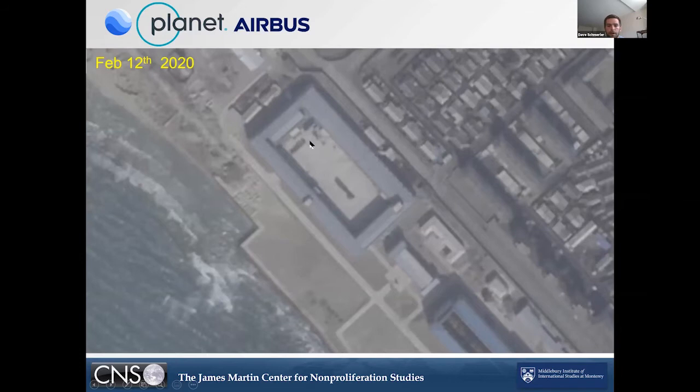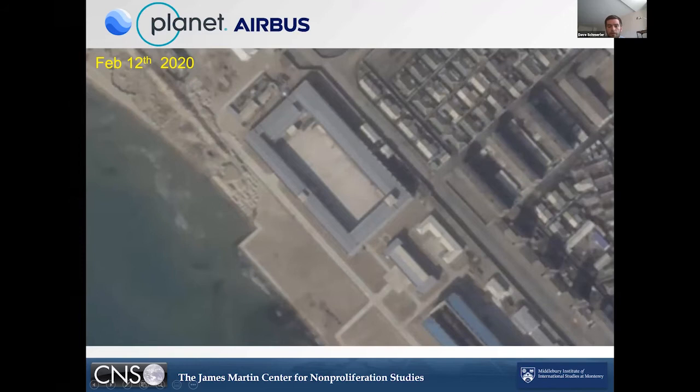Here we have that courtyard again, and through the next series of images, what we'll see is these little shapes moving and changing in the center of this little parading field or courtyard. Here we have some objects. This is what people look like at a 0.6 meter resolution. Obviously, you can't tell an individual person, but you can see people when they mass together.